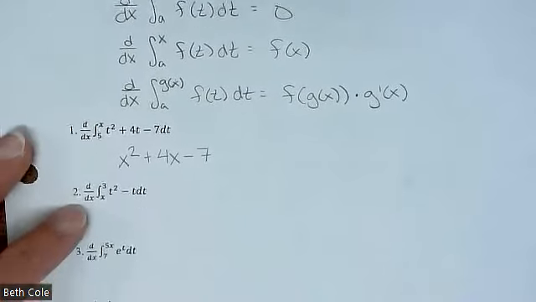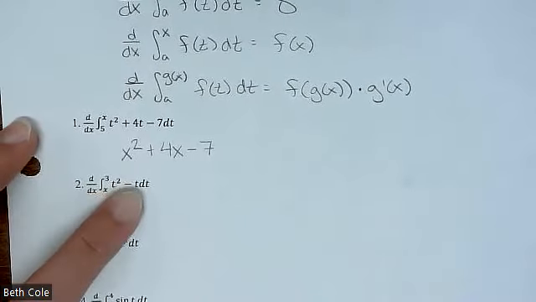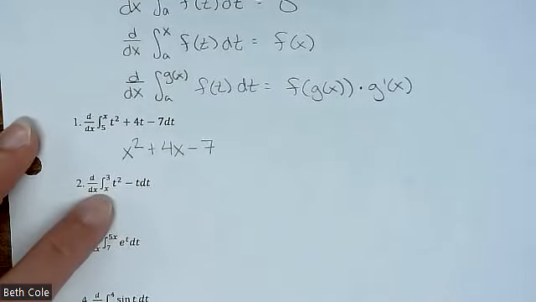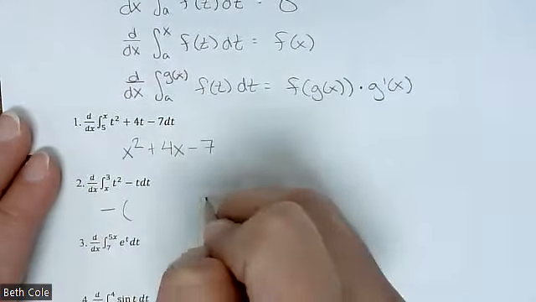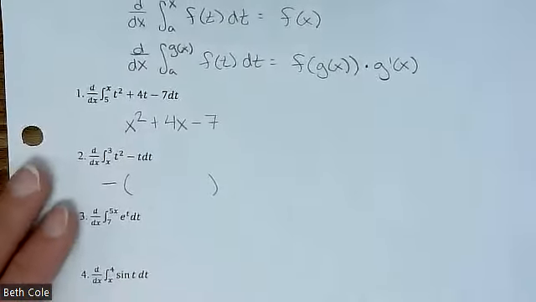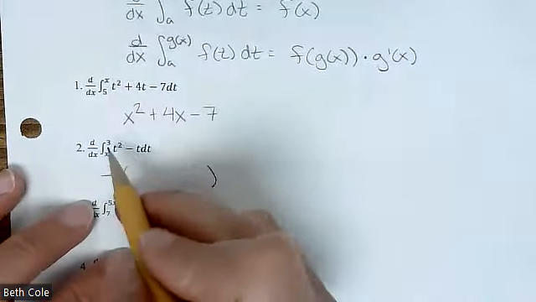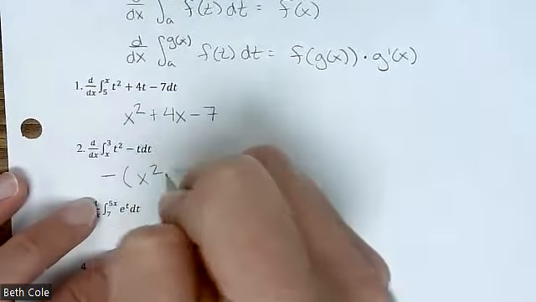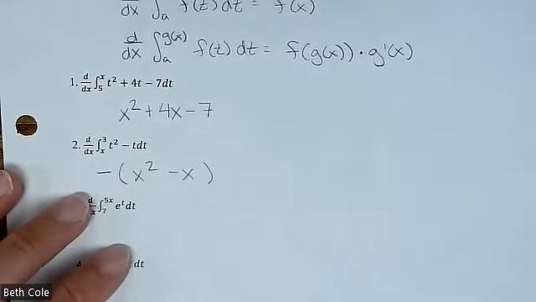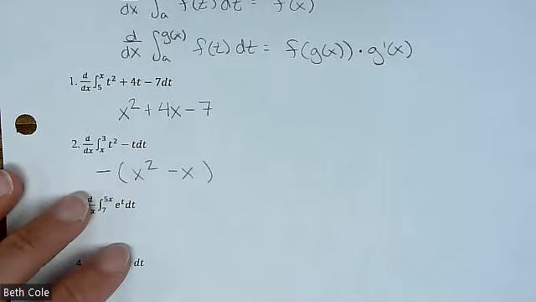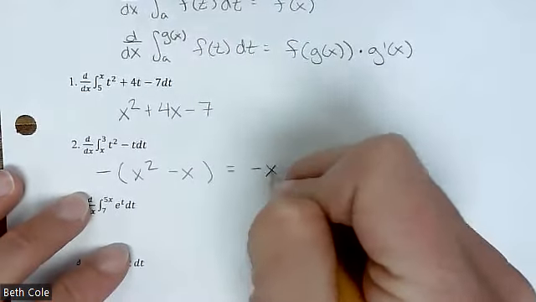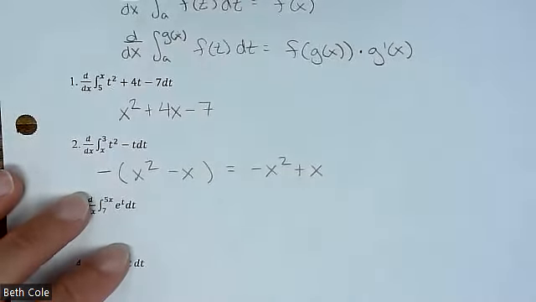Okay? For this one, all you're going to do is plug in x, but you have to negate the whole thing. So I would suggest putting a negative and putting parentheses. We'll have to distribute the negative sign. But just plug in x. So x squared minus x. And then if you distribute the negative sign, it'll give you that.